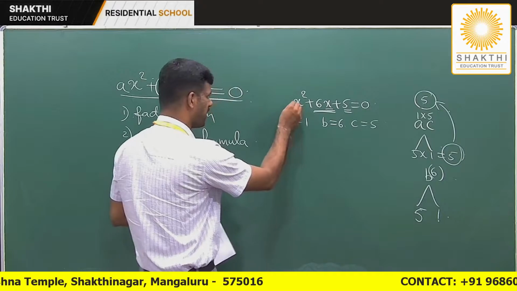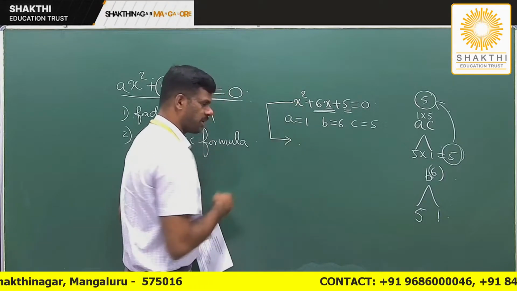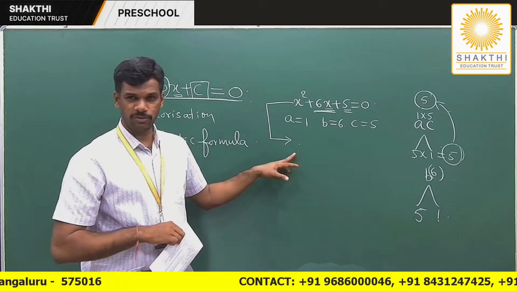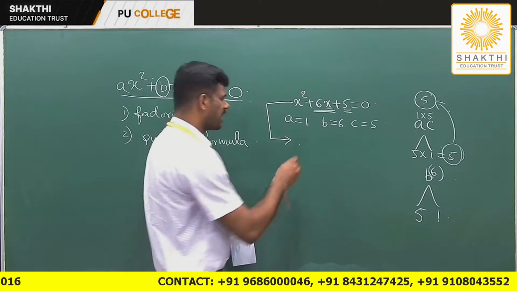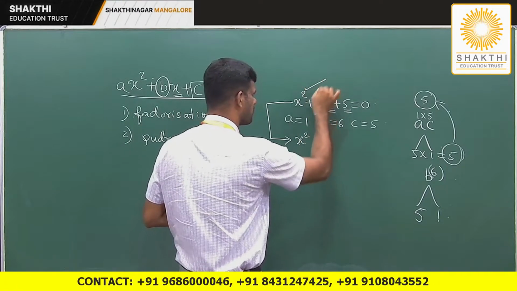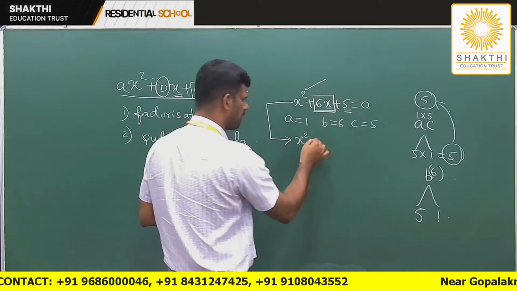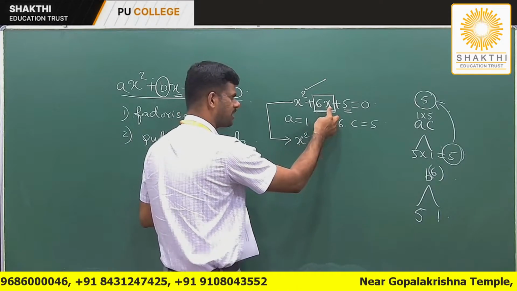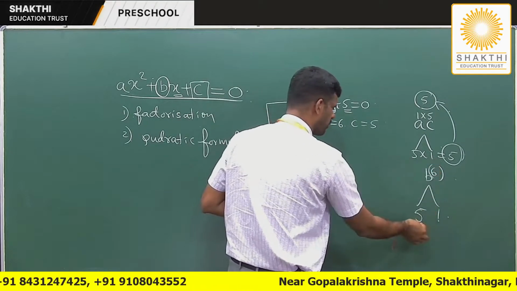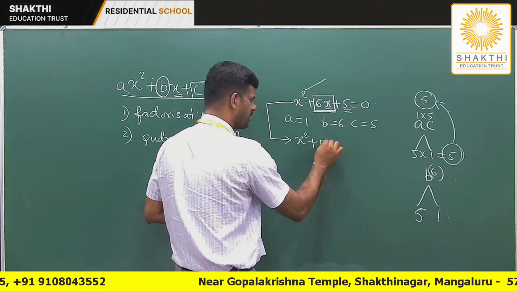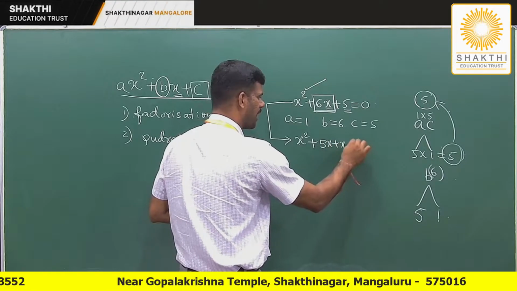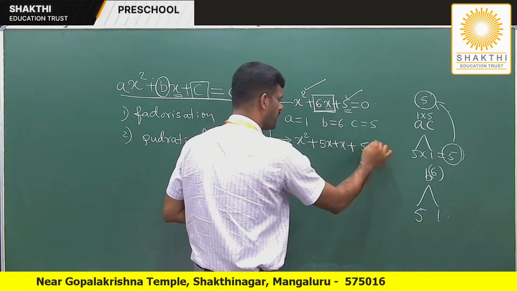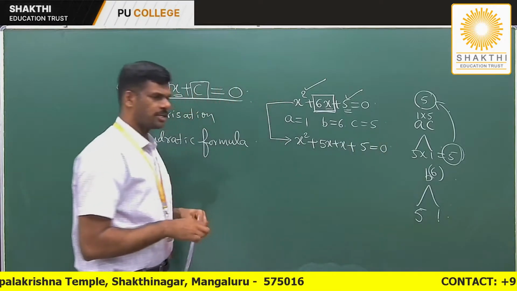How to simplify that? I am simplifying this now. Simplification of this is very, very easy. Write x square as it is. Split the middle term. The middle term is 6x. The 6x should be written as 5 and 1, so you should write it as 5x plus x, and the remaining 5 is equal to 0. Hope this is clear to all.